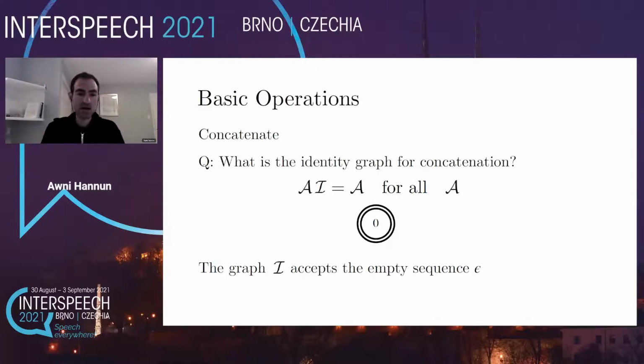And this state is both a start state, the circles are bold, and an accept state, the circles are concentric. And so that means that this graph accepts the empty string, epsilon.